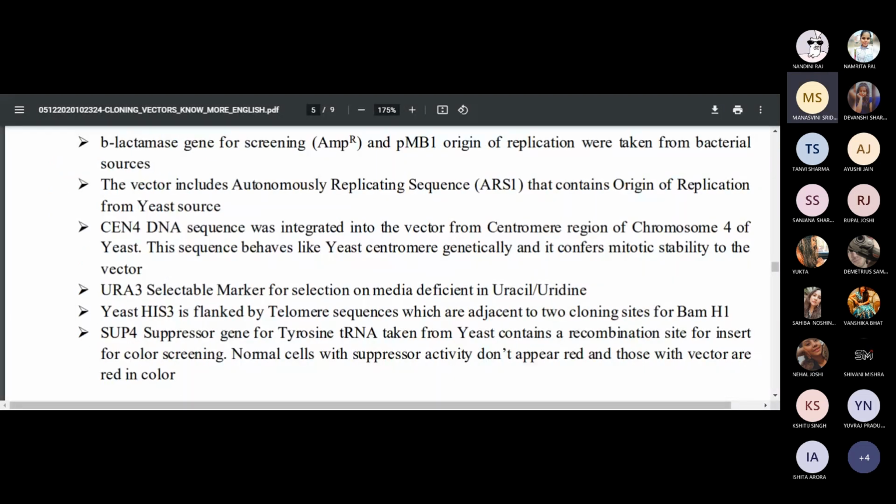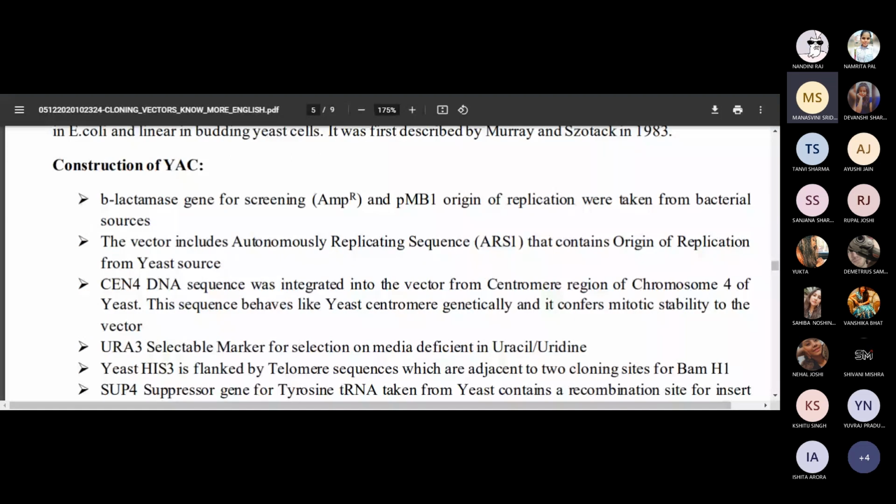Beta-lactamase gene for screening and pMB1 origin of replication were taken from bacterial sources. Okay, so the vector includes these two things that are written here, taken from the bacterial source because you are creating a shuttle system. Shuttle system means it should work in both E. coli and also in the yeast. The first component, beta-lactamase, is the ampicillin resistance gene, and the origin of replication is the bacterial origin of replication. You are taking it from the bacterial plasmid itself. Please continue.